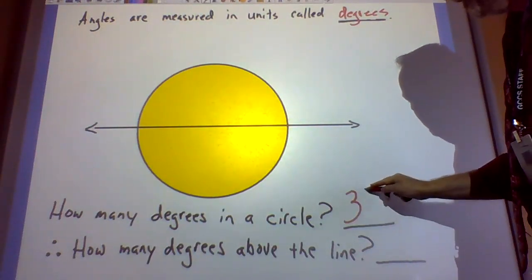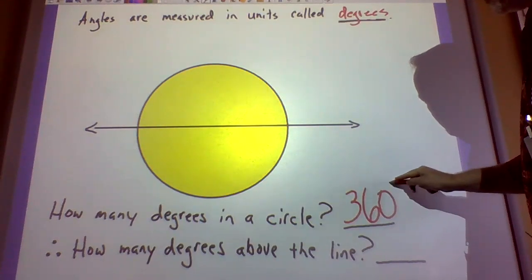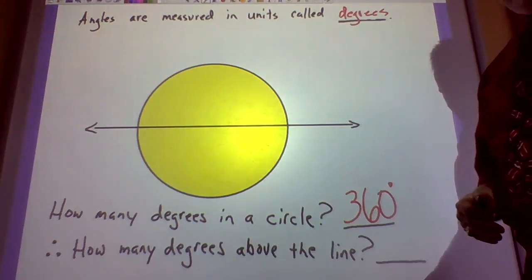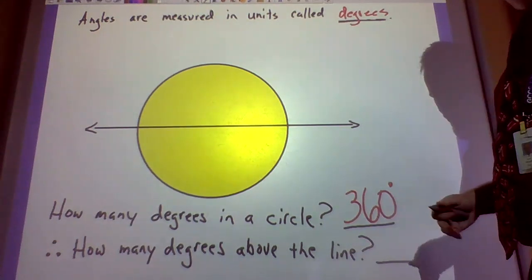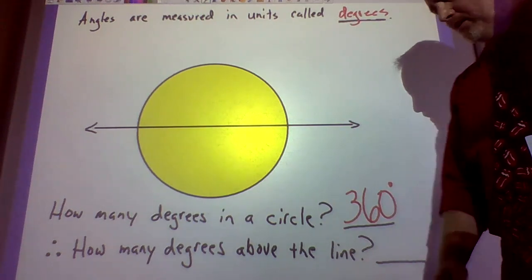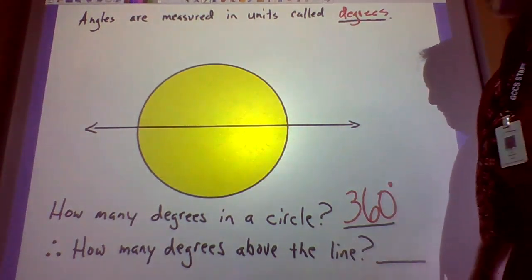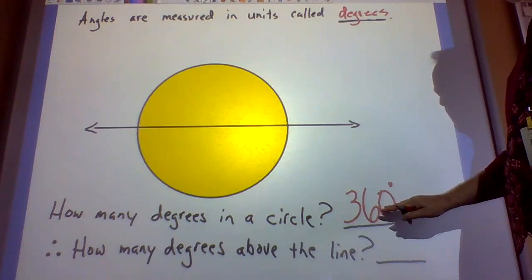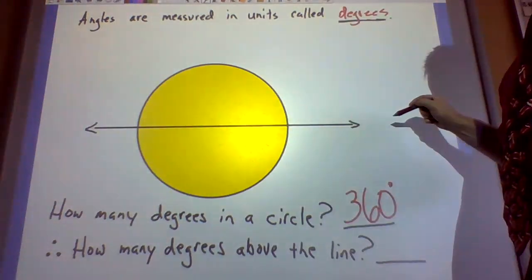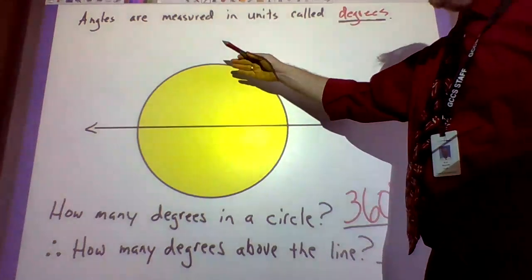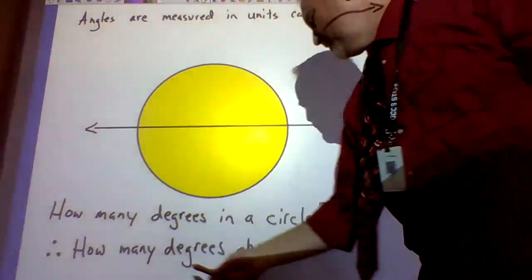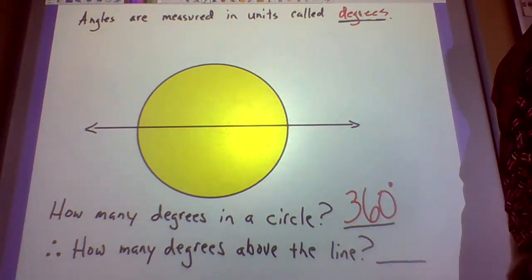360 is a very important number in geometry, but it leads us to the most important number in geometry. And I might have mentioned this on the first day of school in class. You guys at home might not have heard this, but you're about to. So if there's 360 degrees in a circle, and I draw a line through the middle of the circle, breaking it into like two halves, how many degrees are above the line?